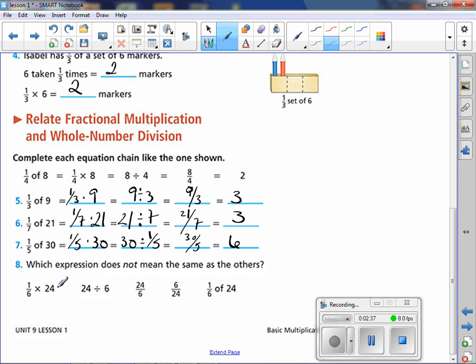1/6 of 24 is the same thing as 24 divided by 6. 24 divided by 6 can be expressed this way, but it cannot be expressed this way. Okay, that would be 6 divided by 24.